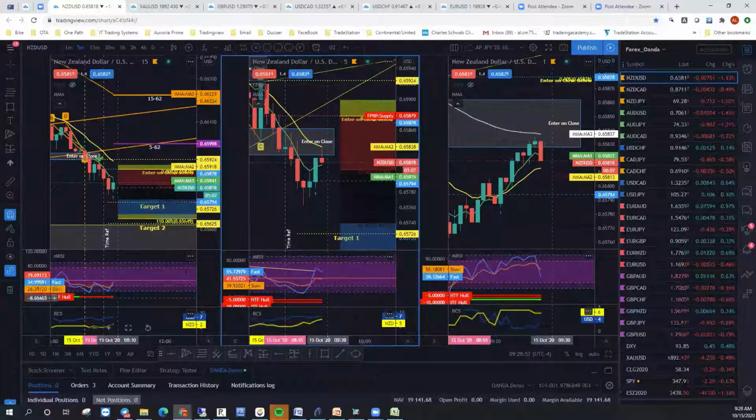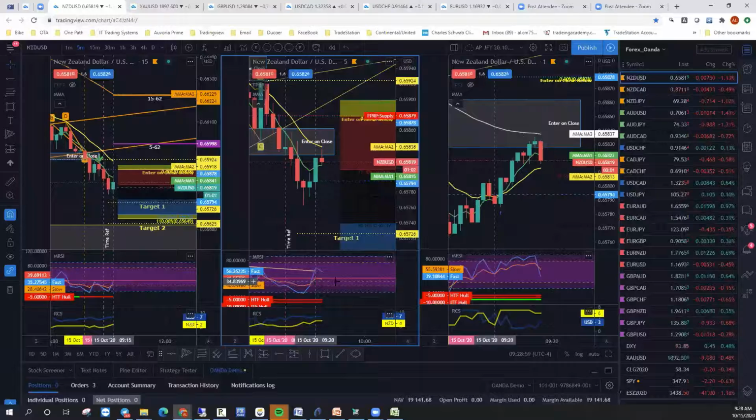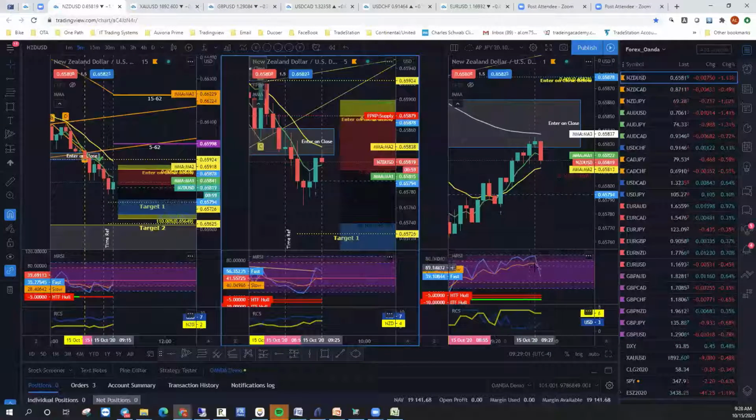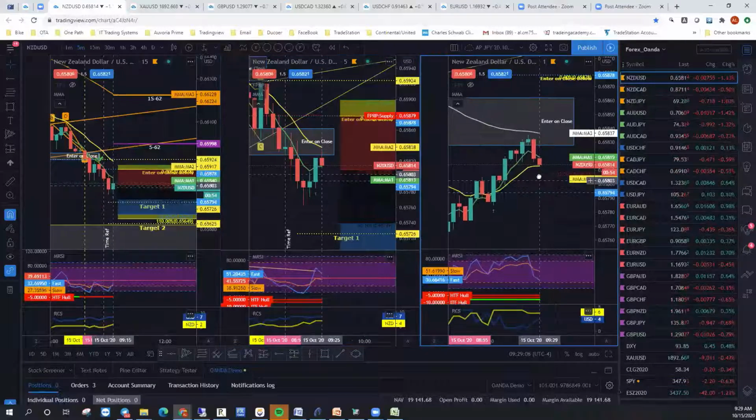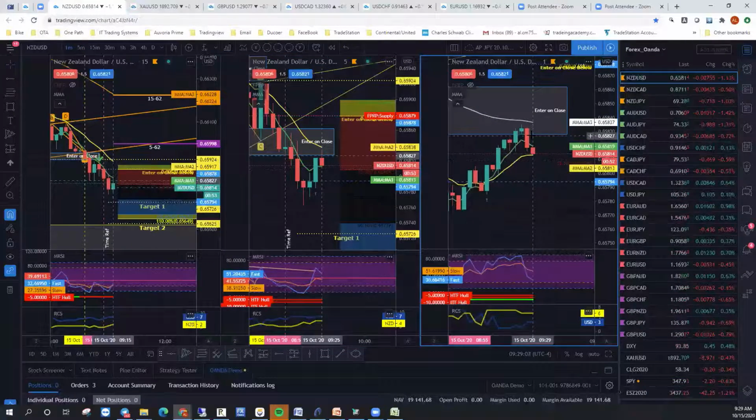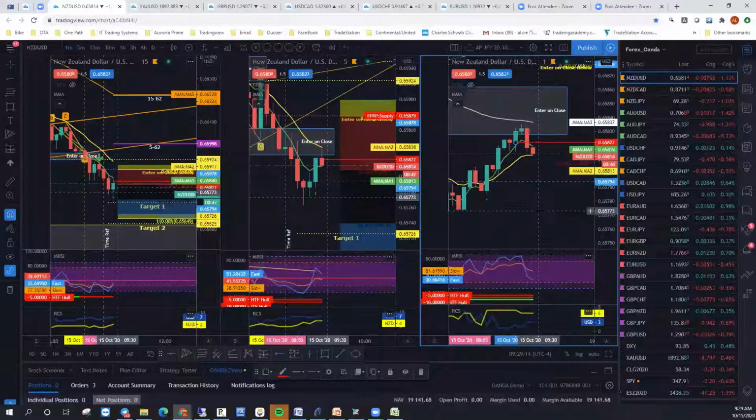The RSI is still below the 40 on the 15. The 8 period is still below the 40 on the 5. And we're coming right up to near the 75 on the 1 minute, looking for the reversal. The 62 on the 1 minute held.